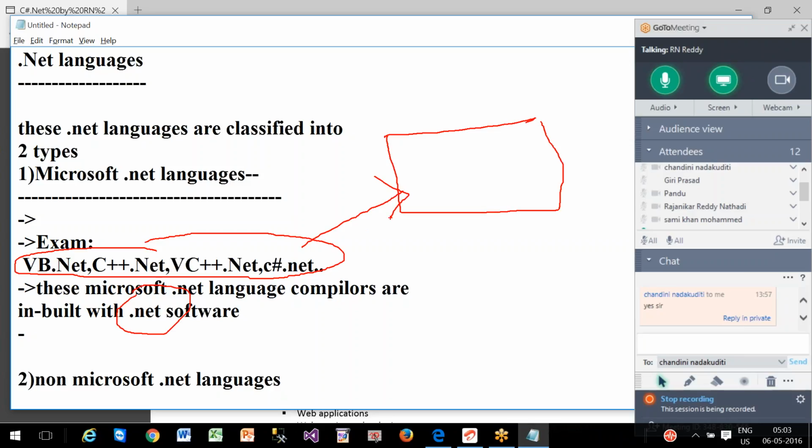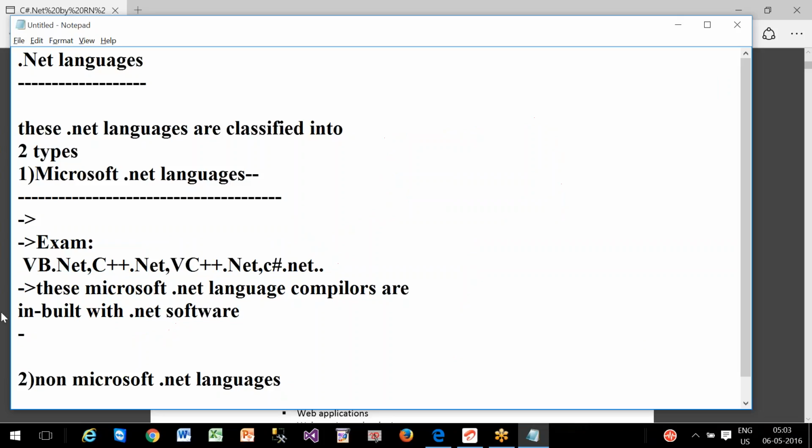So we don't need to worry about these Microsoft .NET language compilers. When you install .NET software, these language compilers are installed on our machine automatically because they are already included. You will have check boxes asking which language you need. You just select, I need VB.NET, C#. Then you click submit, and all the compilers will be installed on your machine. That is the story about Microsoft .NET languages.